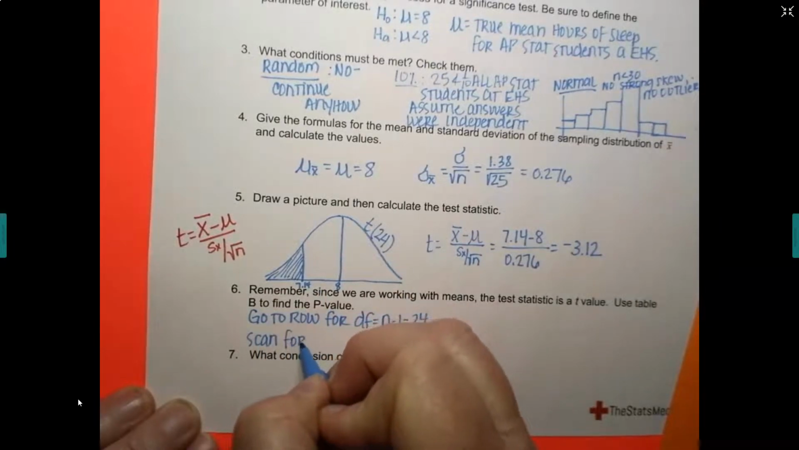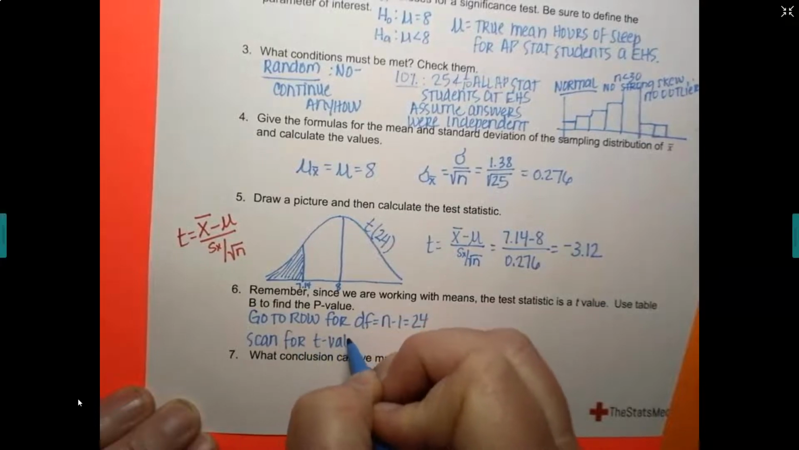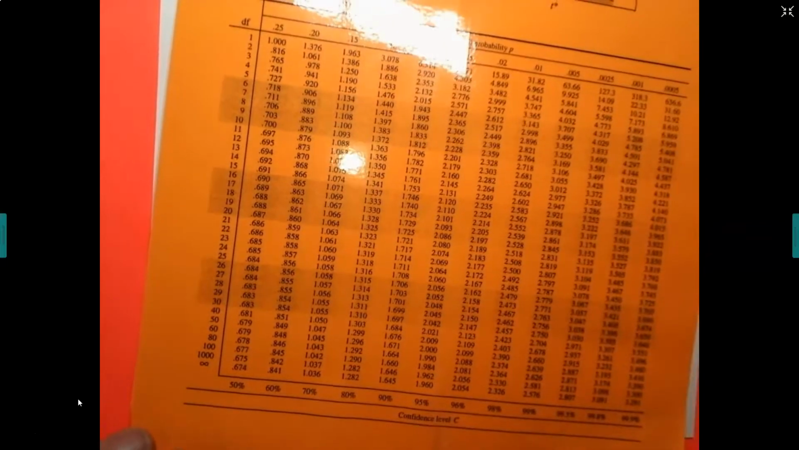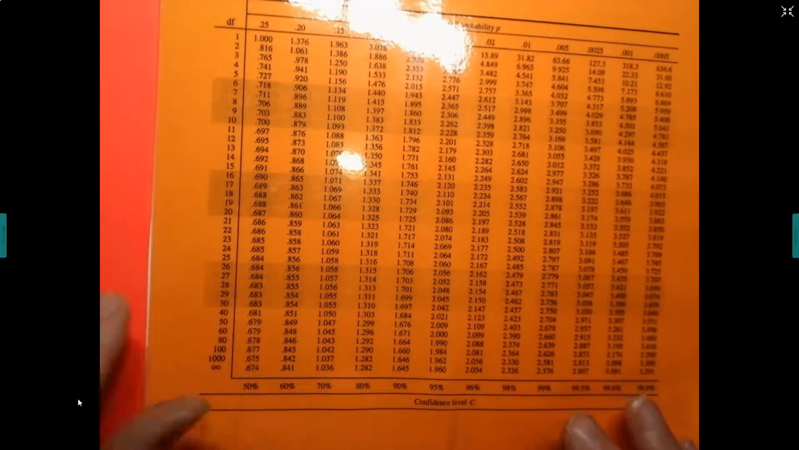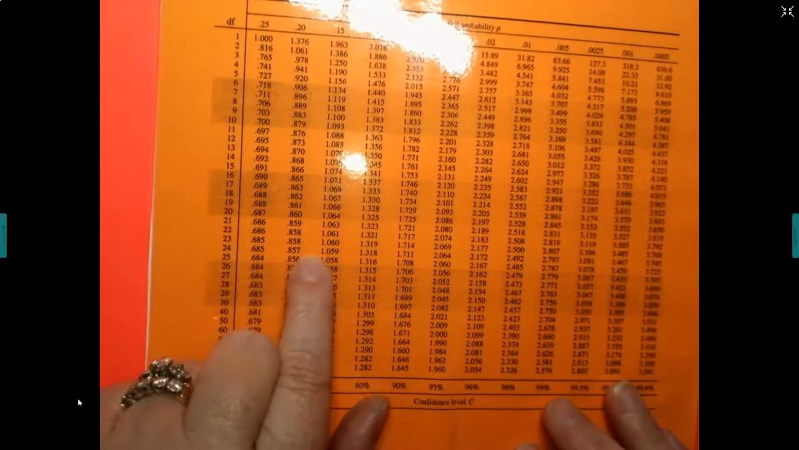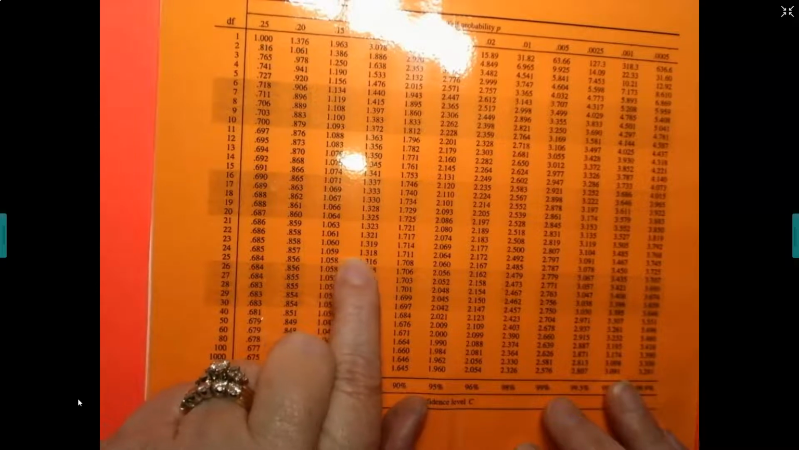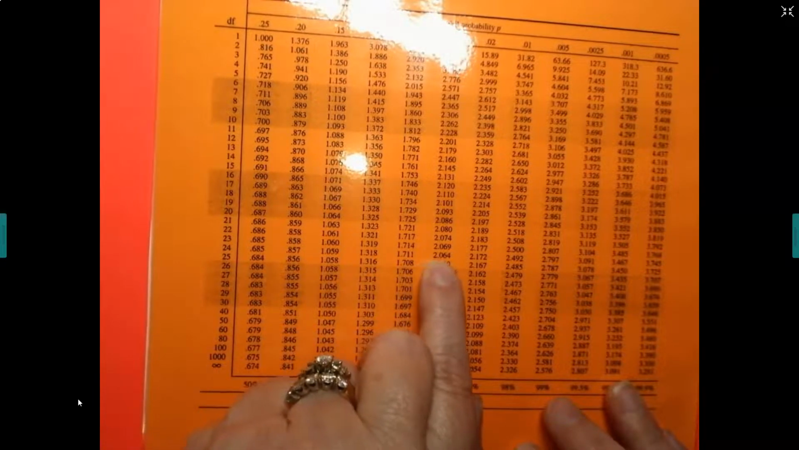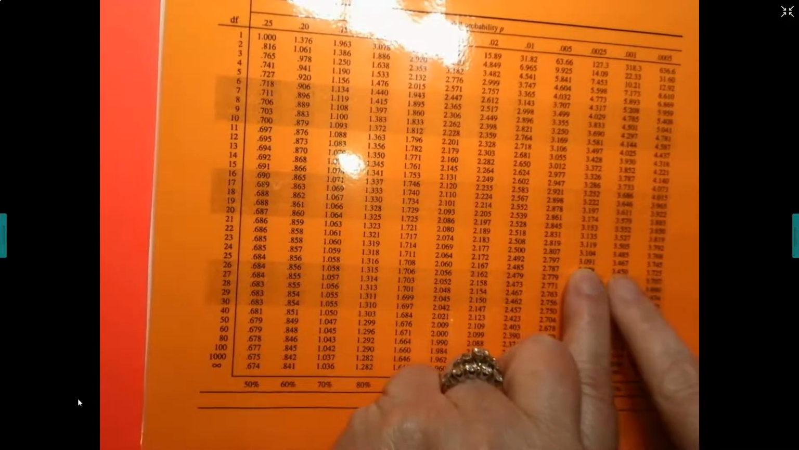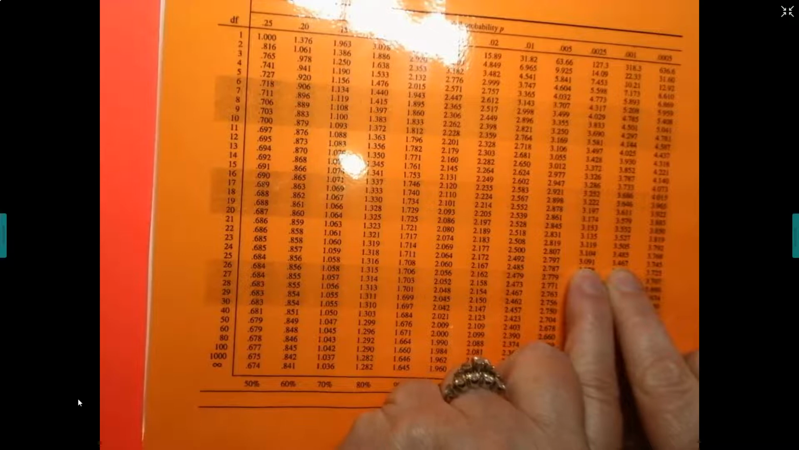Scan for t-value. All right, well, here's the problem. This is kind of a summary. So let's take a look here. We have a degree of freedom of 24. And here are all my t-scores. And as I go across, I'm looking for negative 3.12. They only ever show the positive. That's fine. You can ignore the negative. So it's somewhere between these two numbers. Okay? So when we see 3.091 to 3.467, my value is somewhere between there.